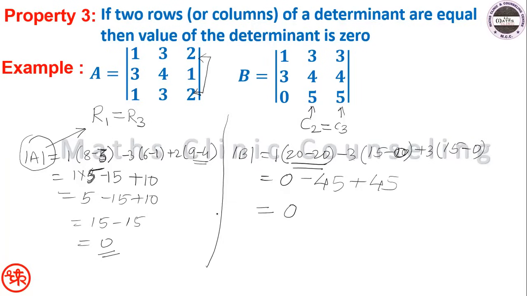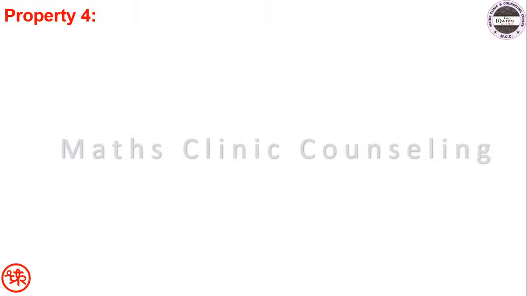So the value of determinant B is 0, wherein two columns were identical. So the property is verified: if two rows or columns of a determinant are equal, then the value of determinant is 0. Is that clear? So this was property 3. Now let us discuss property 4.